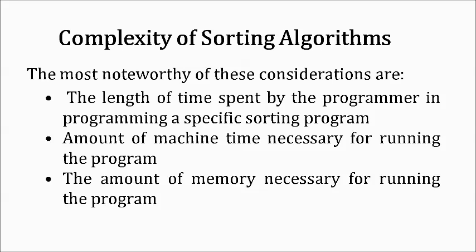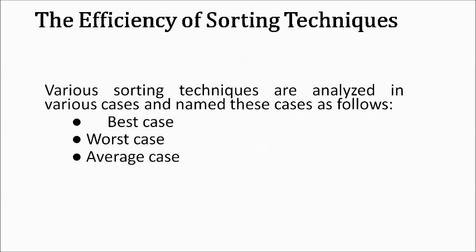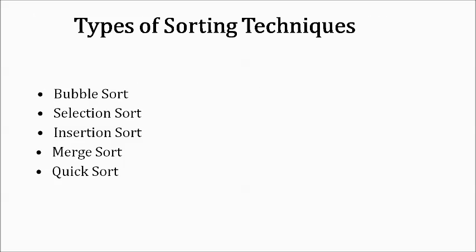So again, if you are to select a type of sorting algorithm, these are the things that you have to consider. First, time spent by the programmer. Second, machine time necessary for running the program. And third, memory necessary for running the program. So don't forget about that. So efficiency of sorting techniques, there are various cases, which is the best case, the worst case, and the average case. Later on, we're going to tackle this one by one in the given example for you to understand more.